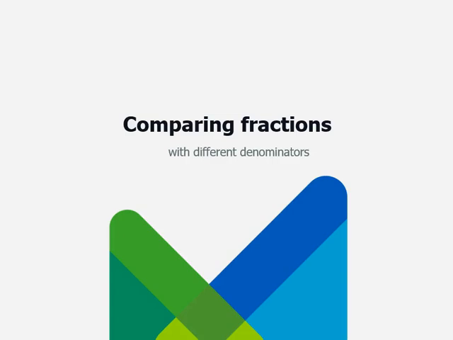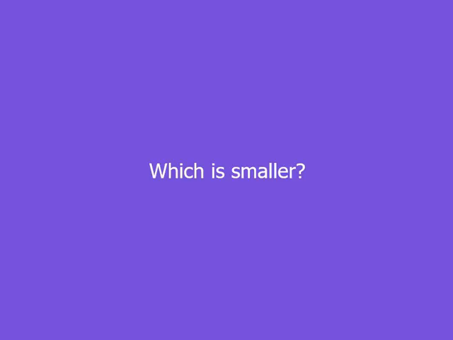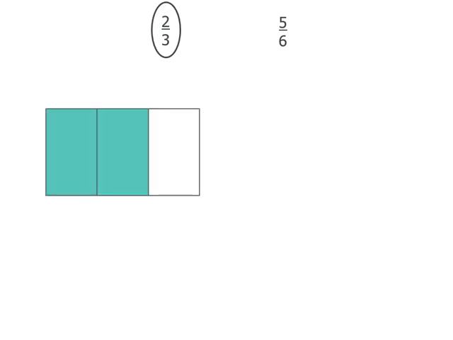We're going to compare fractions with different denominators and work out which of these two are smaller. We've got 2/3, so we've got 2 shaded parts out of 3 equal parts. Now if we multiply 3 by 2, we actually get 6, which is the denominator of our other fraction. And that's important because that means we can compare them.